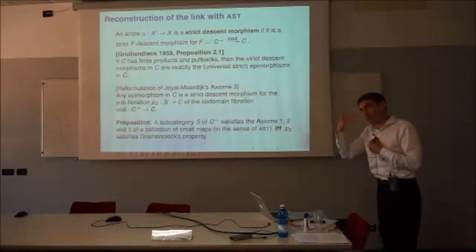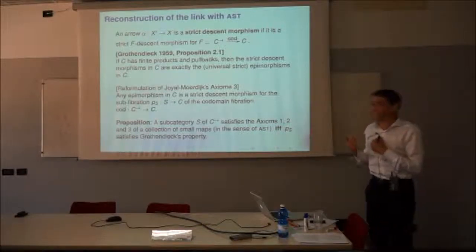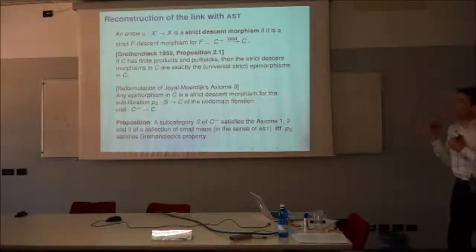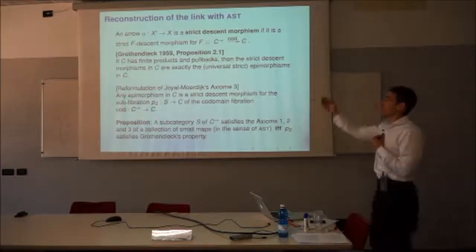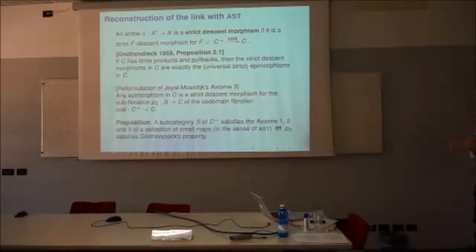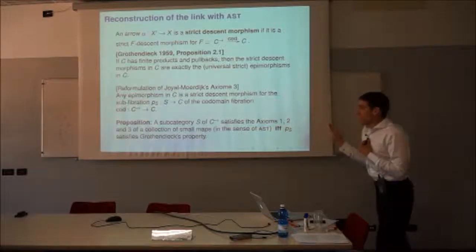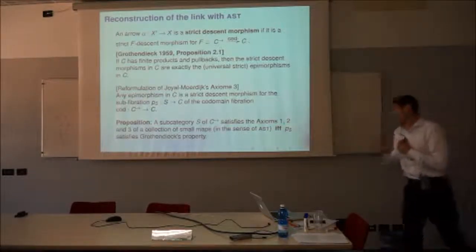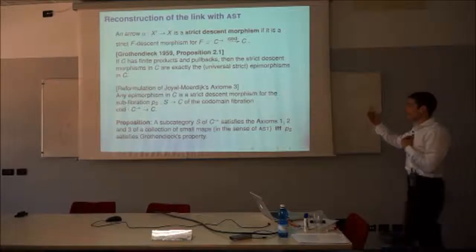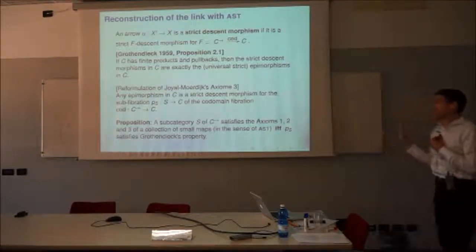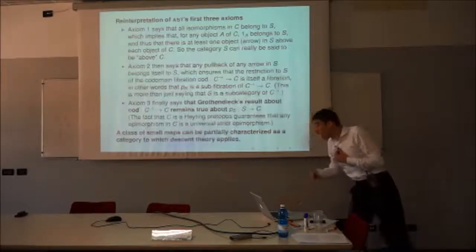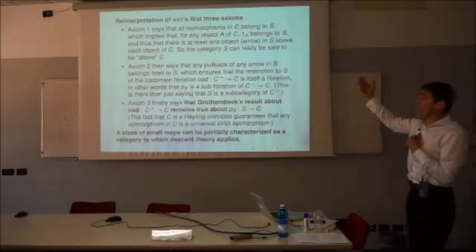So now we can rephrase, reconstruct, or reinterpret the first three axioms of algebraic set theory. Any epimorphism in C is a strict descent morphism for the subfibration defined by the class S of small maps of the codomain fibration. And so, in fact, we have a result that is not in the book that we can reconstruct. A subcollection S of maps satisfies the first three axioms of algebraic set theory if and only if the fibration that it defines satisfies Grothendieck's property. So here is the reinterpretation of the first three axioms of algebraic set theory.